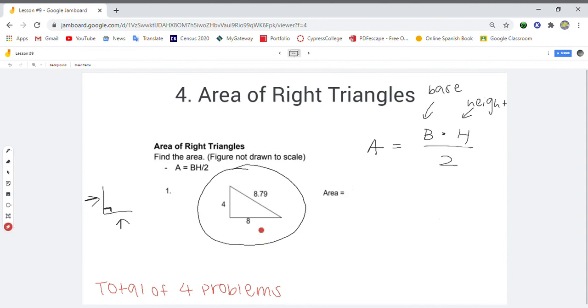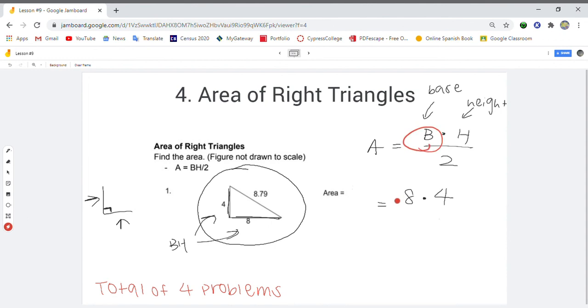So we have to look for the sides that create the 90 degrees angle, and we see that these two create the 90 degrees angle. So these two are the base and the height. It doesn't matter which one, since we're just going to be multiplying them. This could be the base and this could be the height, or this could be the base and this could be the height. So the base here is, I guess we'll just say 8 because it's on the bottom, and the height is 4.